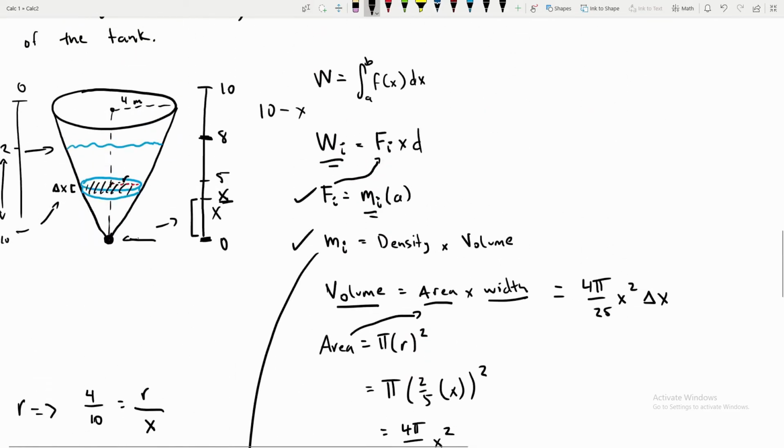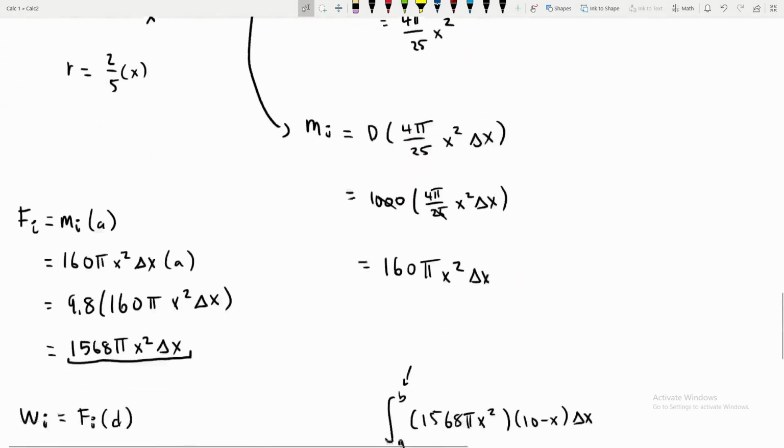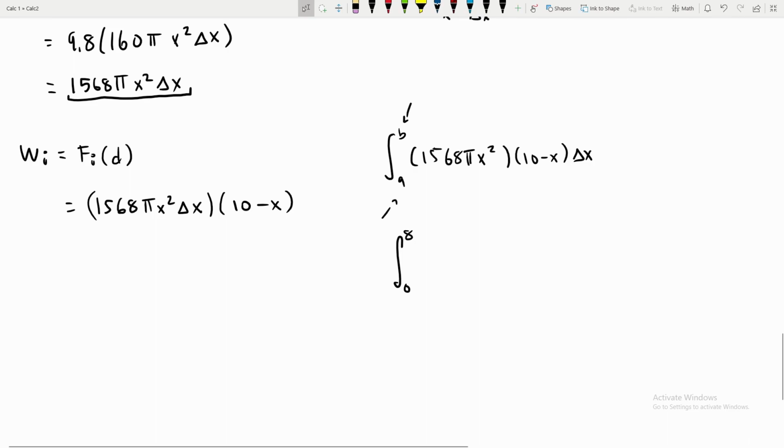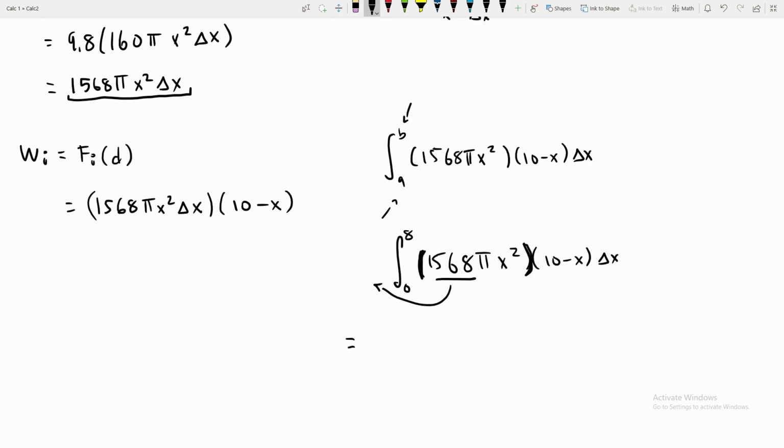But in this case, because we chose to define the scale starting from 0, that means that the water will span from level 0, which is all the way here, all the way to level 8. So the bounds of integration will be 0 to 8, and we want to integrate this function right here. So now this is a pretty simple integral. As we can see, this is a constant. We can just move it outside of the integral, and we'll just be left with the integral of 10x squared minus x cubed, which is a pretty easy integral to solve. So I'm not even going to bother with the solution. I'm just going to tell you what the answer is. This is what the answer would be. So it would be 3.36 times 10 to the 6 joules.